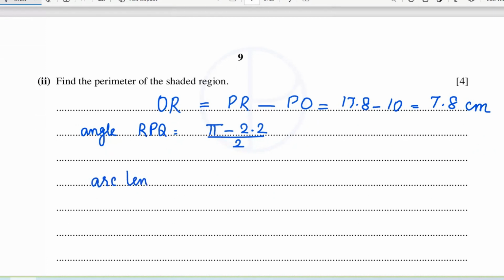The arc length QR is r theta. R is 17.8 and theta is pi minus 2.2 divided by 2, which is equal to 8.38.